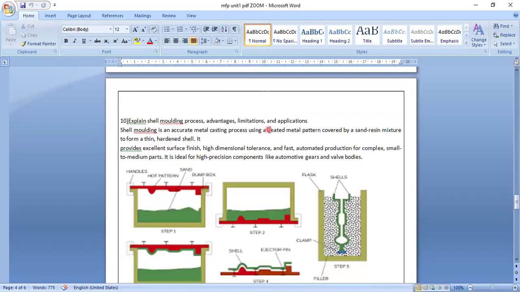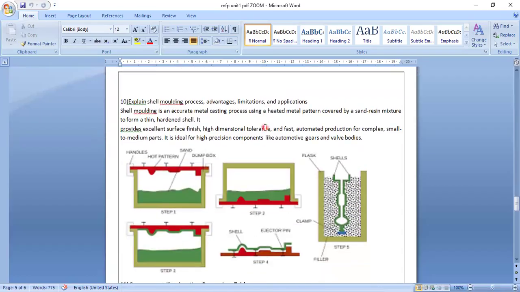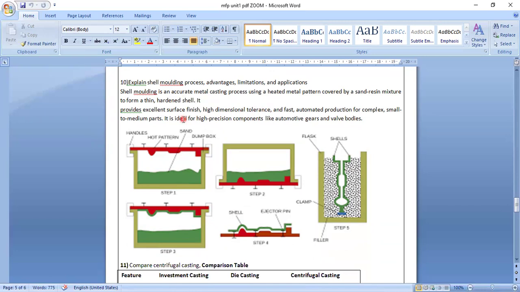Okay. Next question I'm going to take: shell molding. Shell molding is also one of the molding processes which should be known to engineering students because it is commonly used in industries and commonly asked in interview questions also.